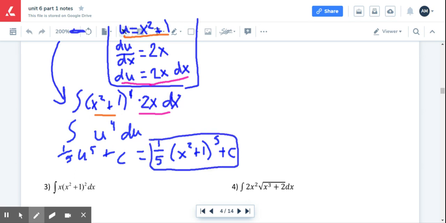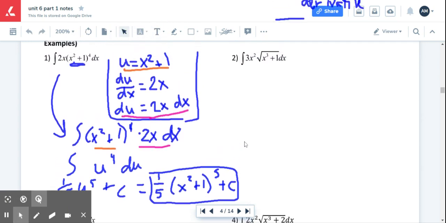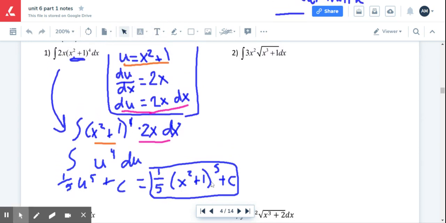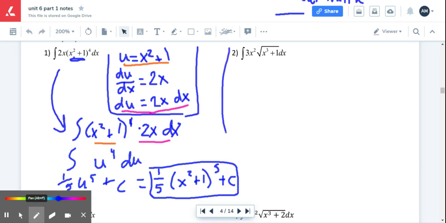If you think about this for a second, the derivative of this would require the chain rule. The 5 would come down in front and cancel with this 1/5. Then we would have x squared plus 1 to the 4th power, which is what we have up here. Then the chain rule multiplies by the derivative of the inside, so multiplied by 2x, and that's exactly what we have right here. That's what I mean when I say this is the opposite of the chain rule. So let's take a look at number 2 now.